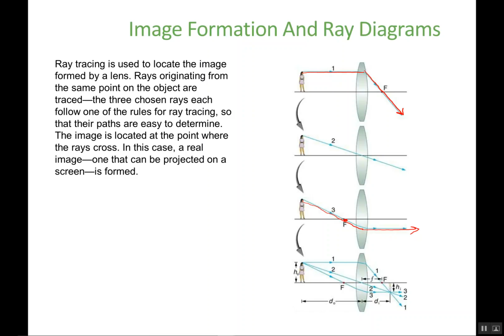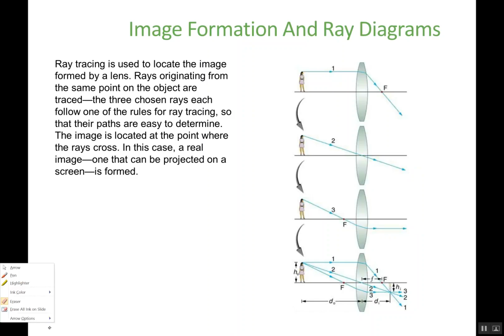All right, now let's look at ray number 2. Ray number 2 is a ray that leaves the spot on the lady's head, and it travels exactly through the center of the lens. And if it travels exactly through the center of the lens, nothing happens to it. The net effect is nothing. It continues to travel along the straight line.